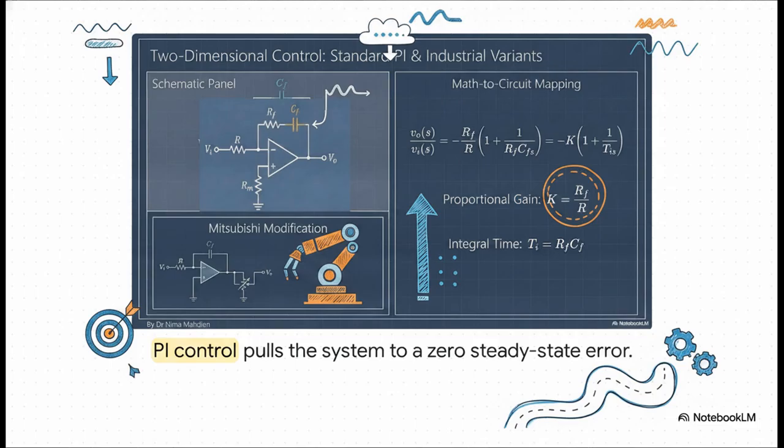All right, let's step it up to two-dimensional control and see how this builds. When we add a capacitor, CF, to the feedback loop in series with RF, we instantly graduate from proportional to proportional integral, or PI control. The math to circuit mapping shows exactly how this works. The integral time TI is now a direct product of the feedback resistor and the feedback capacitor. Essentially, it accumulates past error over time, steadily pulling the whole system to a zero steady-state error.